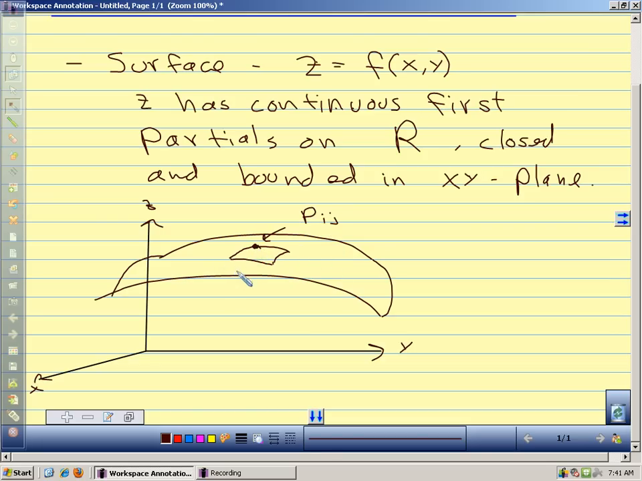So we're going to project this little piece of our surface down into the xy plane. We're going to call this little element of area delta S sub ij. So this is our little piece of surface area. And we're going to project this down into the xy plane, into our region. So in the xy plane we have a little rectangle.